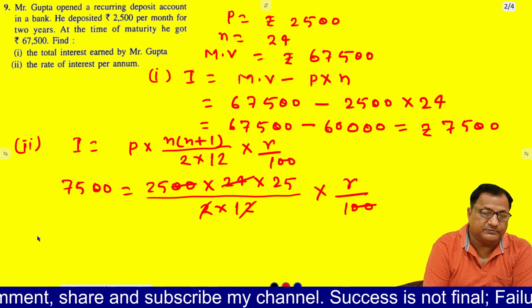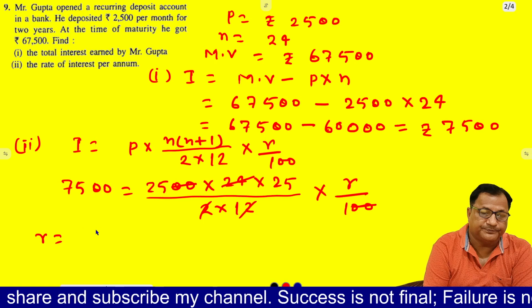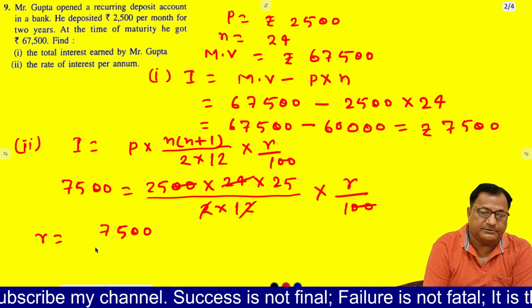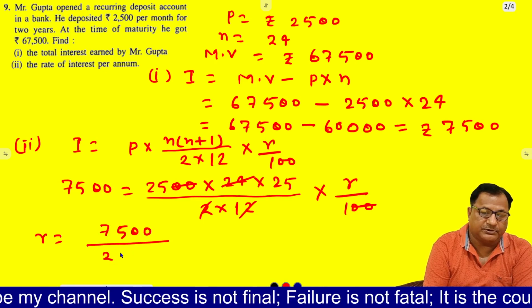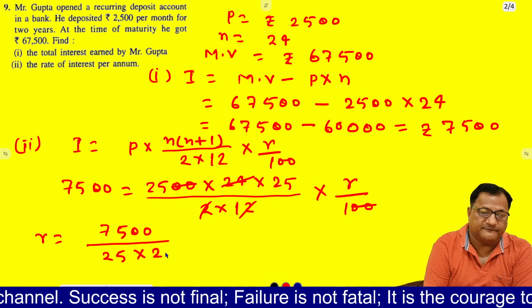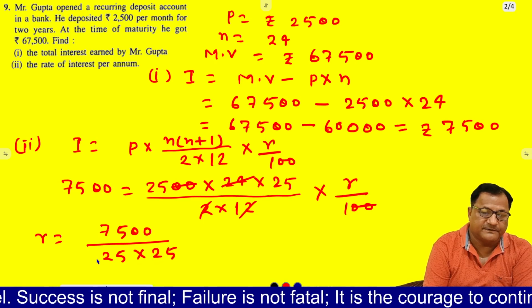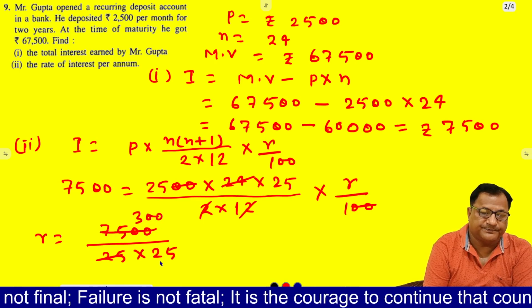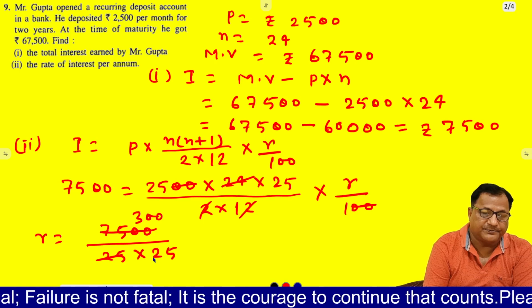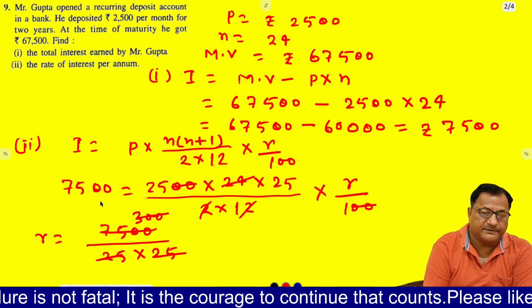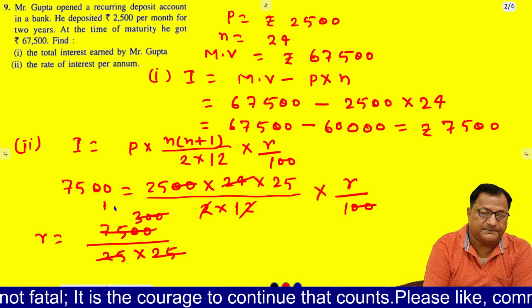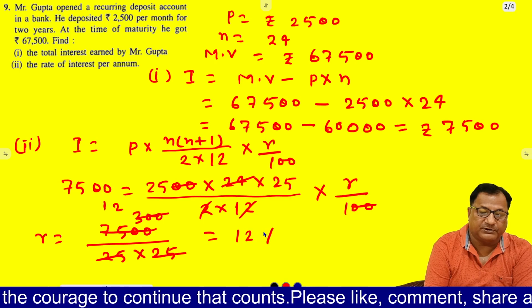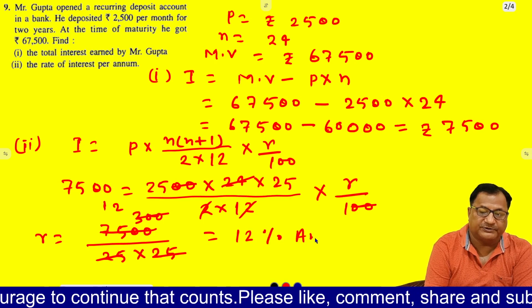Then R is equal to 7,500 divided by 25 into 25, 25 is 300. 25, 1, 2. This is 12%. This is the answer.